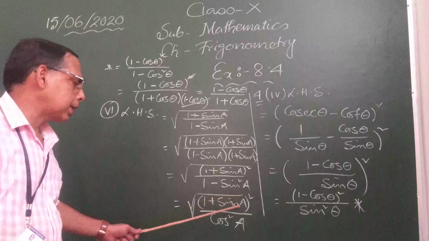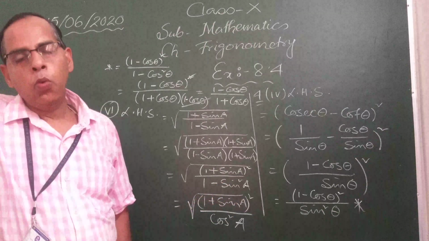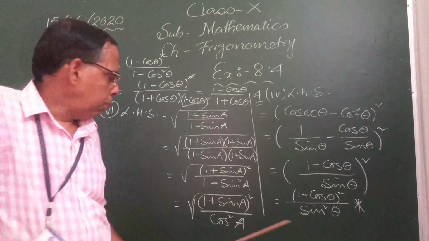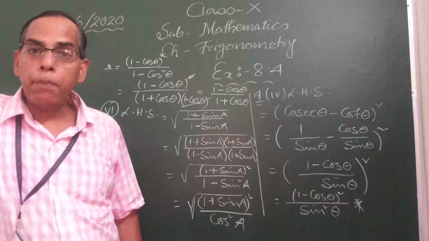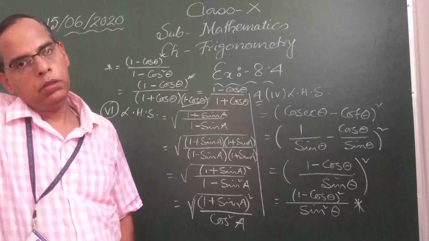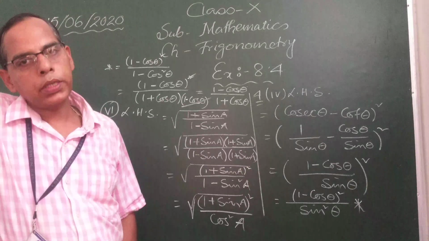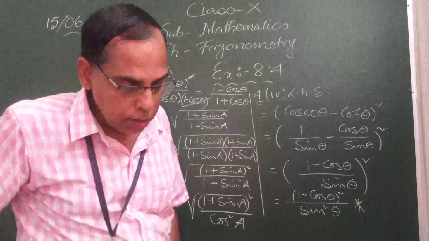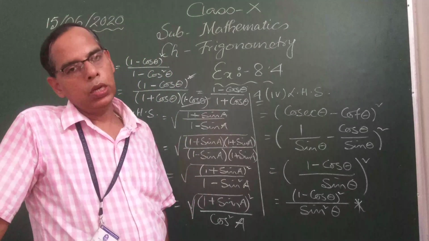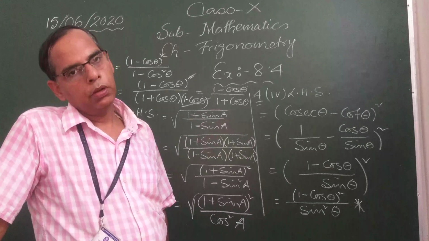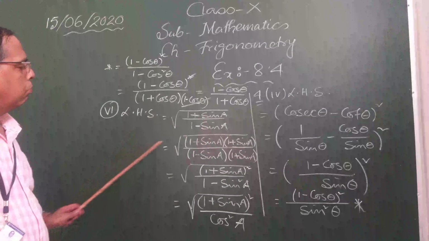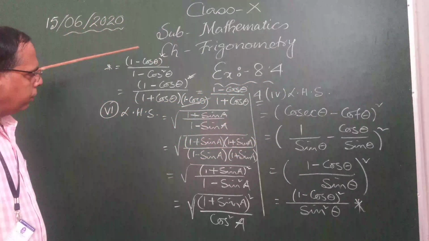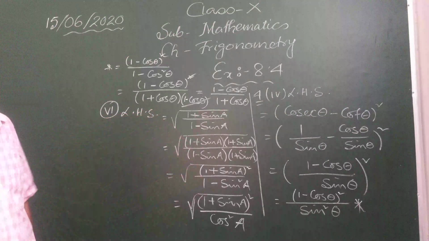It will be 1 plus sin A divided by cos A. The square root is removed because both the numerator and denominator are perfect square terms, and then you segregate it: 1 by cos A plus sin A by cos A. So your answer is sec A plus tan A. Clear, my dear student? Side by side I have done both questions. Same procedure: as you do the backward direction of Roman 4, you will get Roman 6 also.